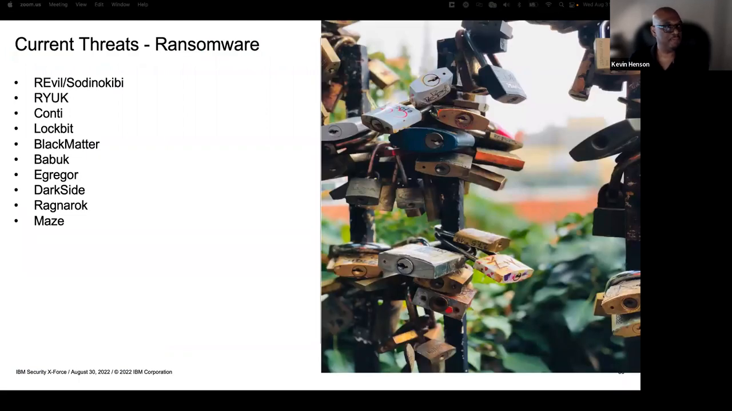So here's a list of some ransomware that you may run across. REvil, Sodinokibi or Kiwi. Then you've got Ryuk, Conti, LockBit, BlackMatter, DarkSide, and there are a lot of different ransomware samples. And they all have the ultimate goal of extorting money from the victim.